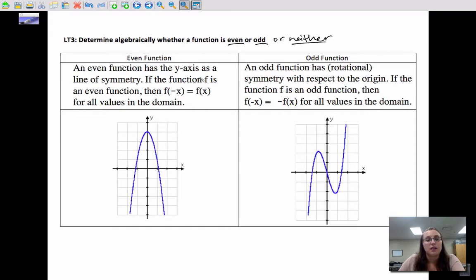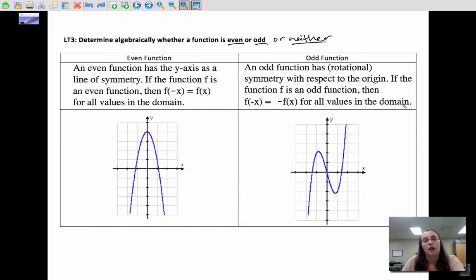And to verify this algebraically, it's even if you put a negative x into the function and still get the same function back out for any value of x that you put for the domain. And then an odd function has rotational symmetry with respect to the origin. So what that means is that the origin is a place of symmetry. So if I rotate it around 180 degrees, it's going to be exactly the same. And in this one, if I put a negative value of x, it makes everything opposite for all values.